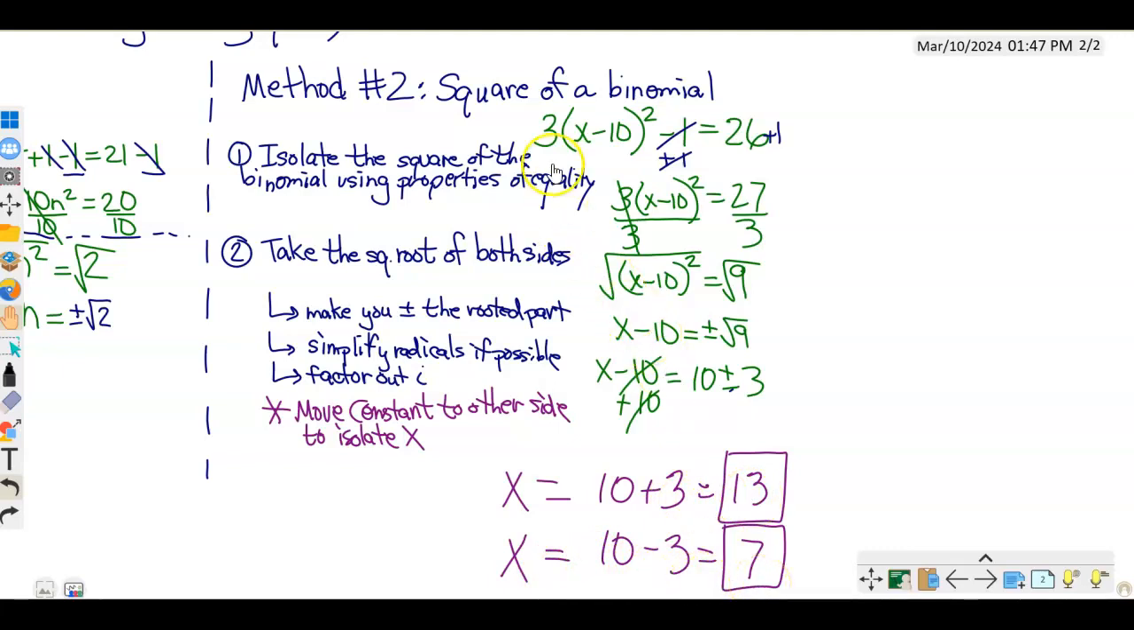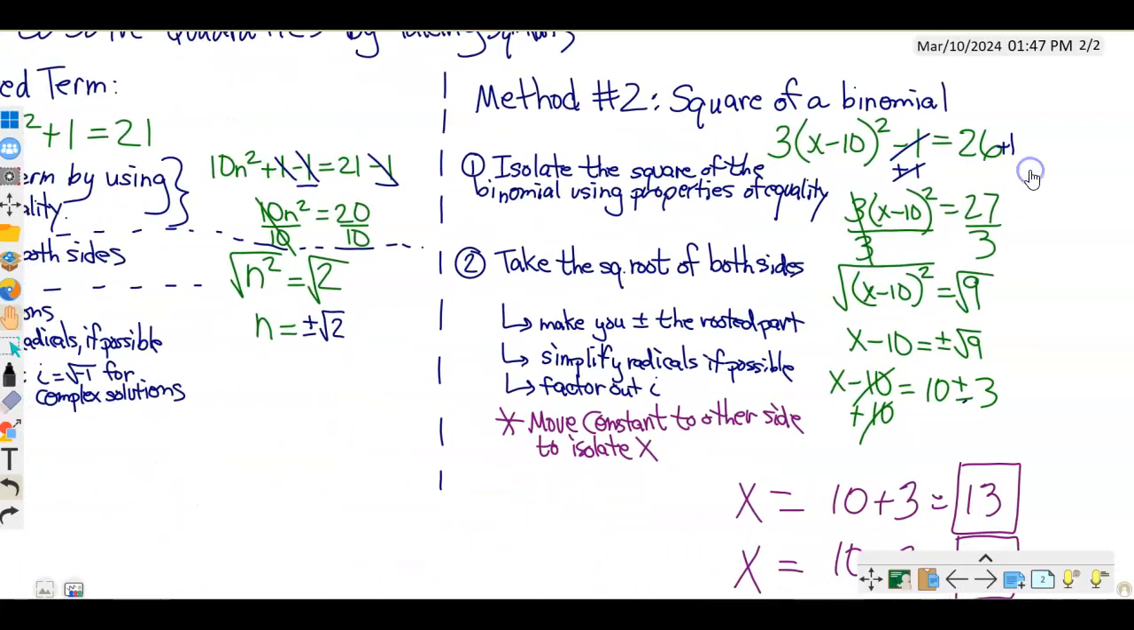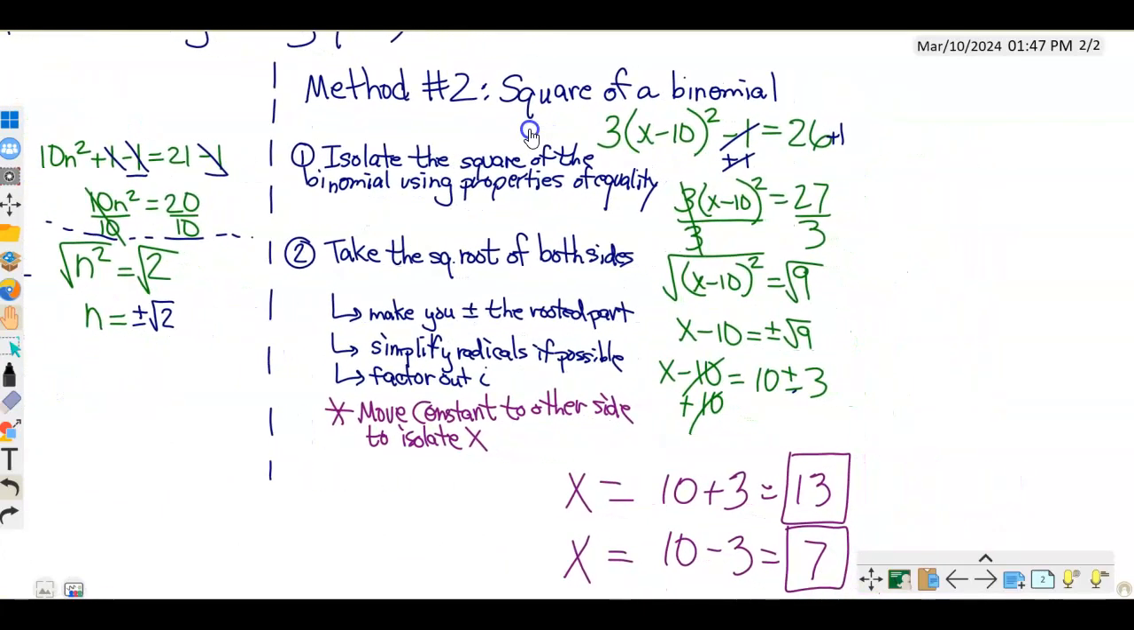And if you put this equation up here in Desmos, you would see that it indeed crosses the x-axis when x is equal to 13 and x is equal to 7.